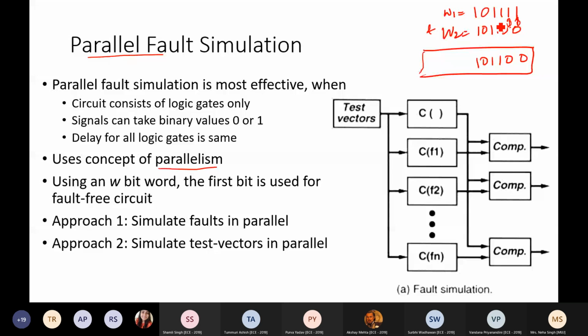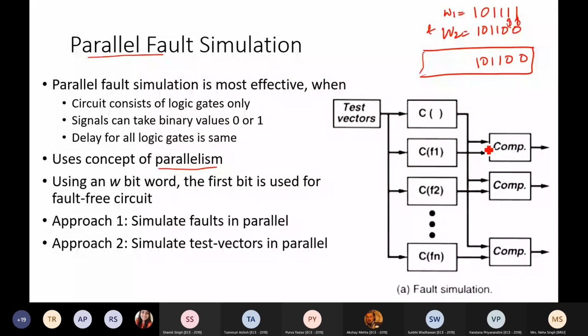We can work with individual bits. But for that, we need to define different circuits. Here C represents a fault-free circuit. The circuit with fault F1 is represented with this CF1, then fault F2 and so on. So we have so many copies of the circuit modified for one fault at a time. For each of the circuits, we apply the test vector simultaneously so that all the circuits are running in parallel. But we need to compare the output with respect to the output of the fault-free circuit.